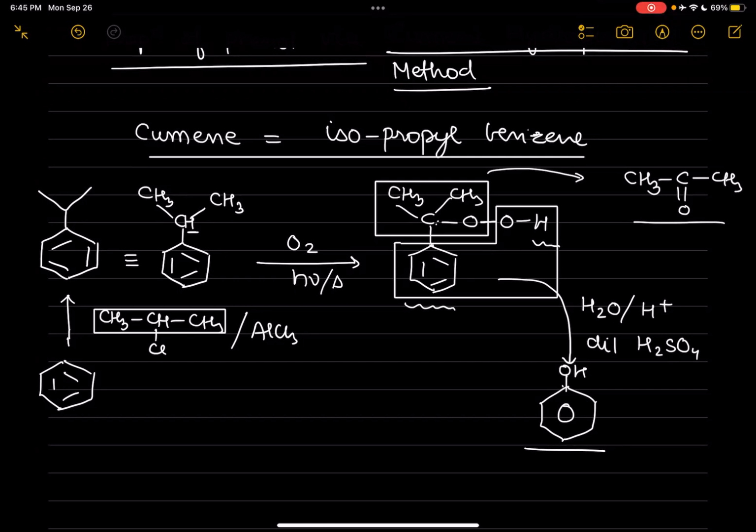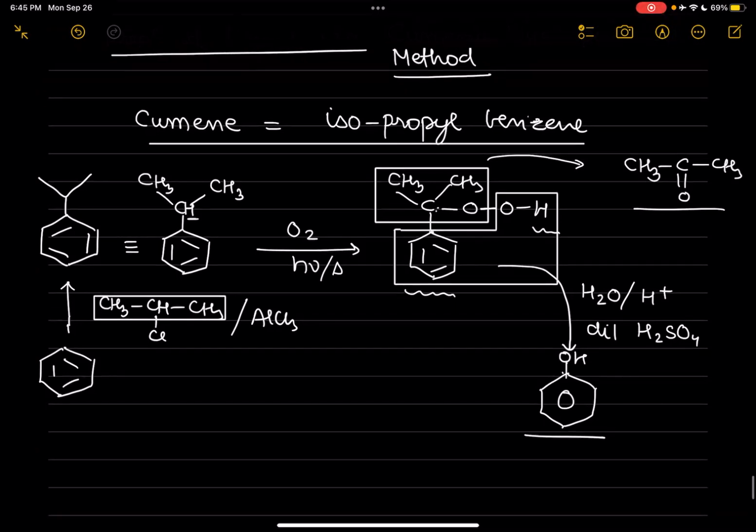Cumene hydroperoxide method, which is used for the preparation of phenol. Cumene is isopropyl benzene. You treat isopropyl benzene with oxygen, and that reacts with cumene to give cumene hydroperoxide, which has a peroxide linkage, and in water it gets cleaved, and you end up with phenol and acetone, right? So that's how you get the phenol.